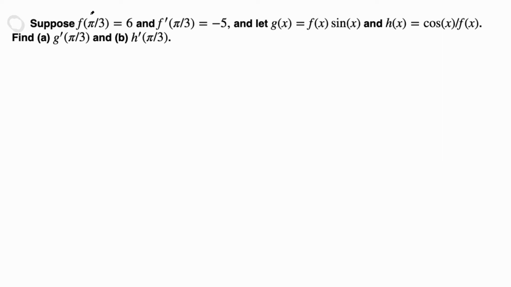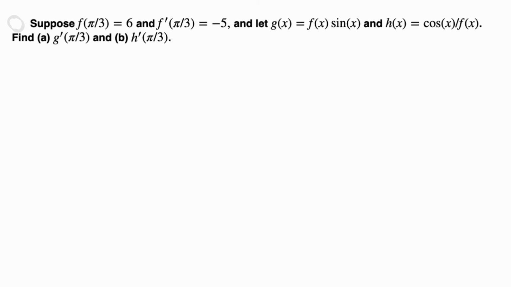Suppose f of pi over 3 is 6, f prime of pi over 3 equals negative 5, and let g be f times sine and h be cosine over f. Find g prime pi over 3 and, in b, h prime pi over 3.